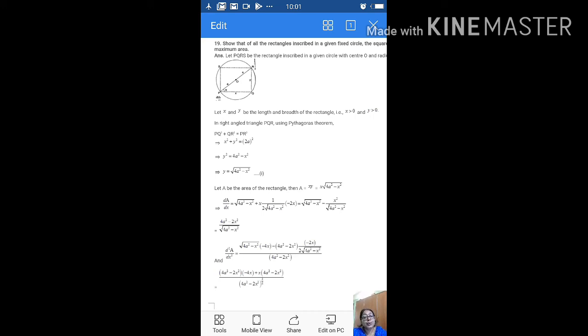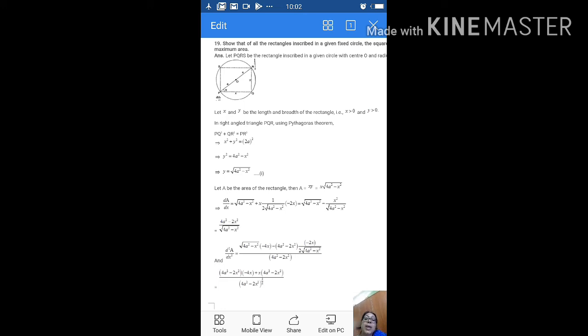equal to 2a whole square. Since a is the radius, the diameter square is 2a whole square. So we are getting y square equal to 4a square minus x square. So y is equal to under root 4a square minus x square. Now let A be the area of the rectangle, that is x into y. So in place of y we will write root over of 4a square minus x square.